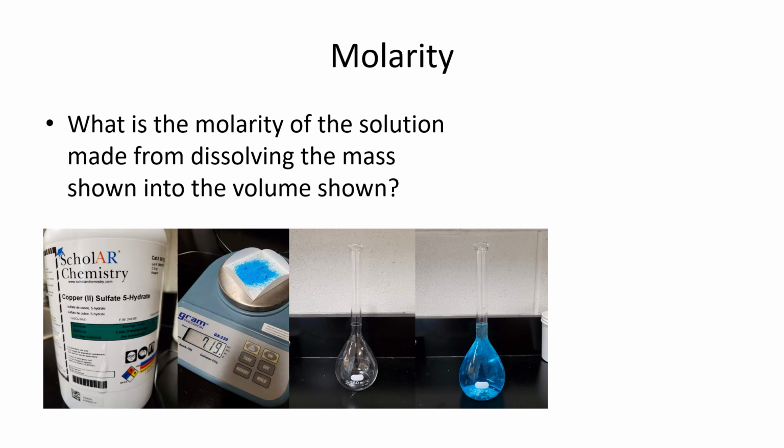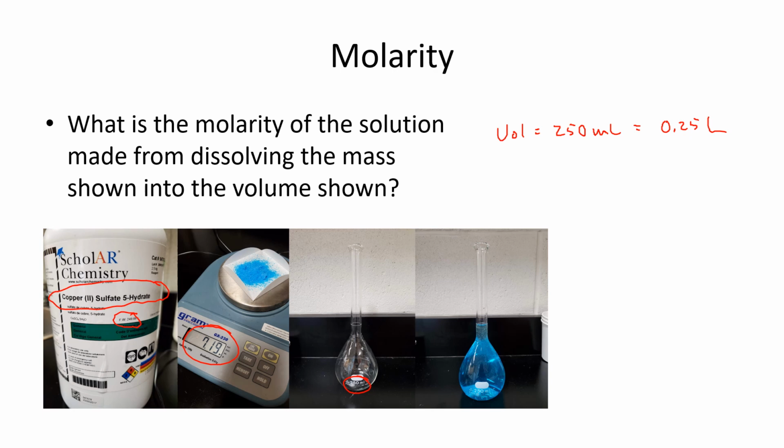So let's see if we can work out the concentration of a solution made by measuring this much, 7.19 grams, of this compound, copper 2 sulfate pentahydrate. And there's the molar mass there, 249.7-ish. We want to know what the molarity will be. And it's been dissolved in this volumetric flask, 250 milliliters. So the volume equals 250 milliliters, which is 0.25 liters. So that's the liters part.